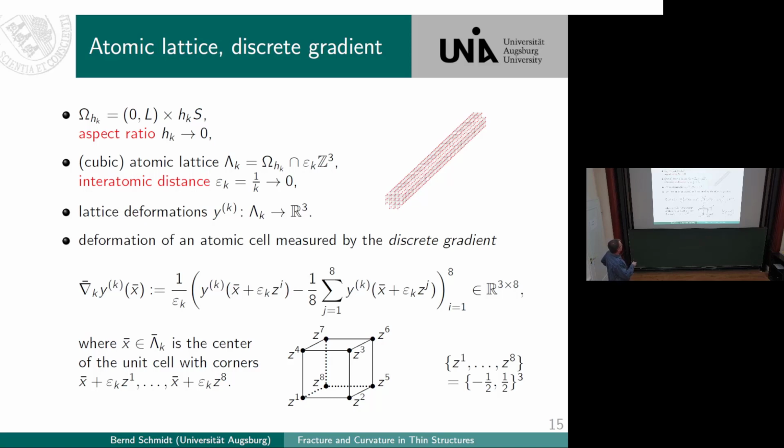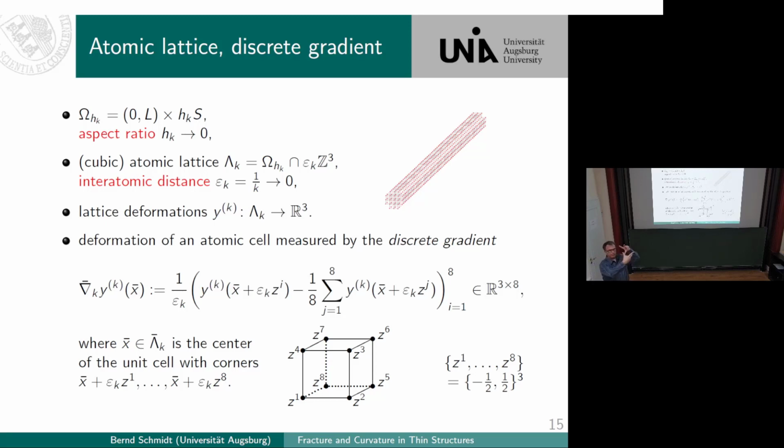So x bar is always my label of such a cell. x bar is the midpoint and the label. So this is basically the position here of, say, a 3 times 8 matrix. The fourth column, for example, would be where the z_4 point is mapped minus the average over where all these other points are mapped. Now this is a 3 times 8 matrix, and it encodes all the relative displacements of the cube.